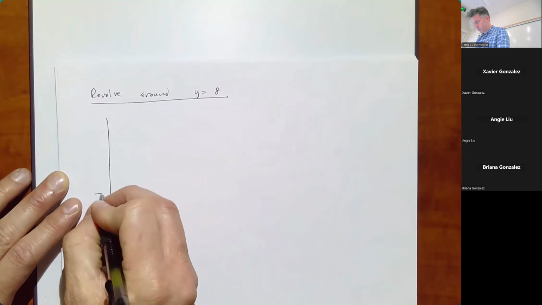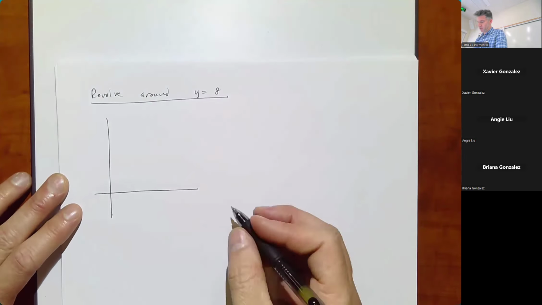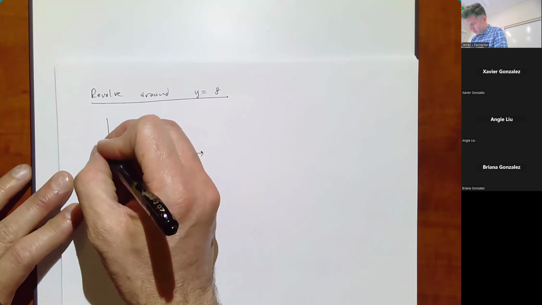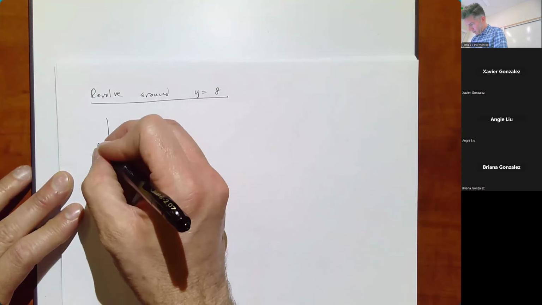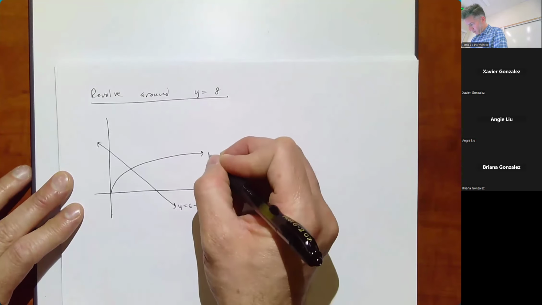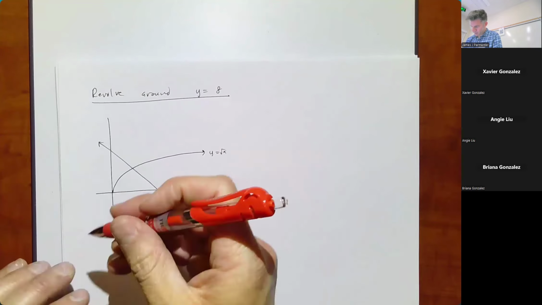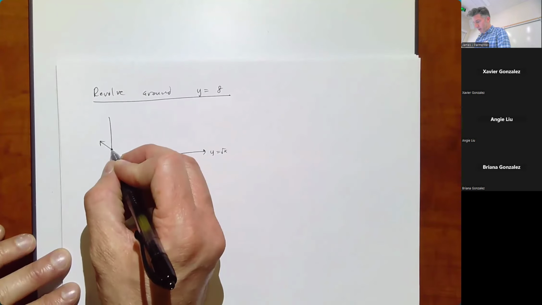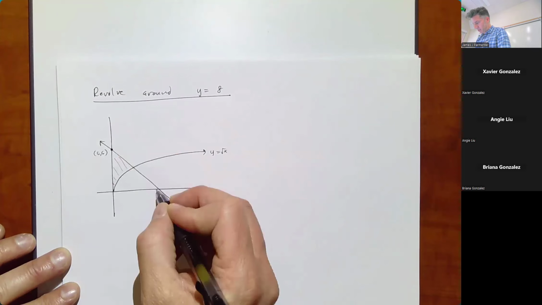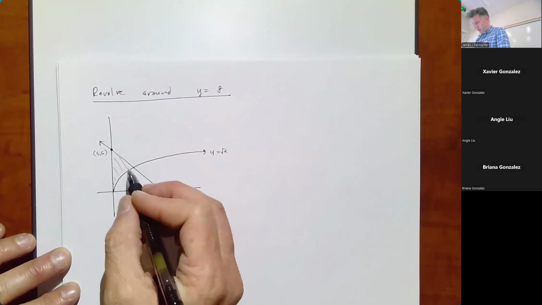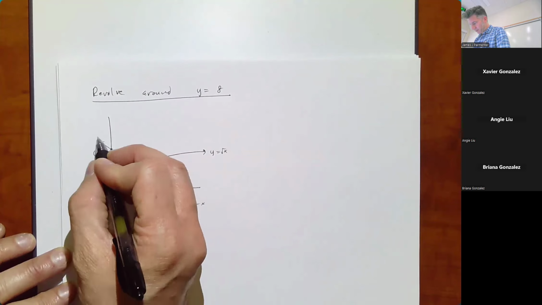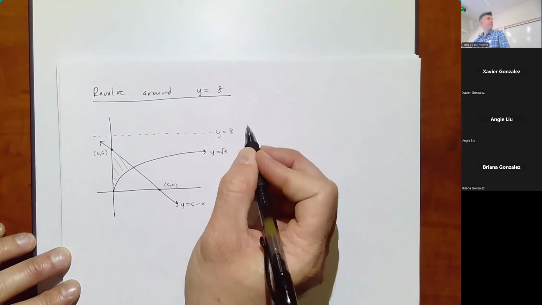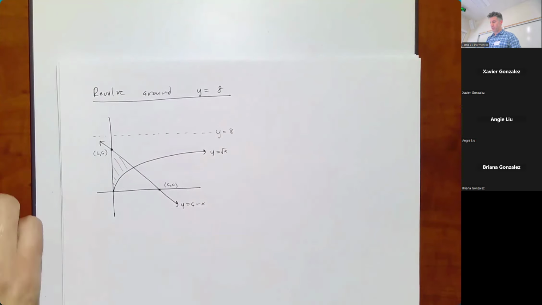Same region. Did I leave myself enough room? Maybe. Sure. Region, and I'll remind you that intercept was 0, 6. This intercept was 6, 0. And here's the line y equals 8. Probably could have left myself a little bit more vertical space there. Oh well, I did not.